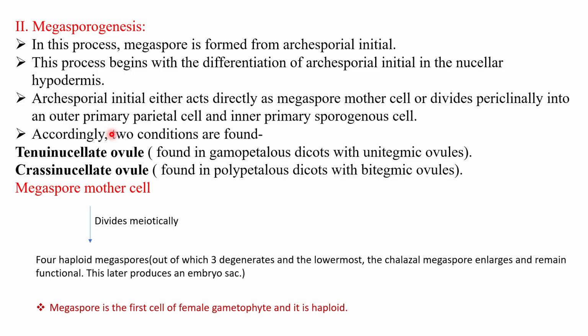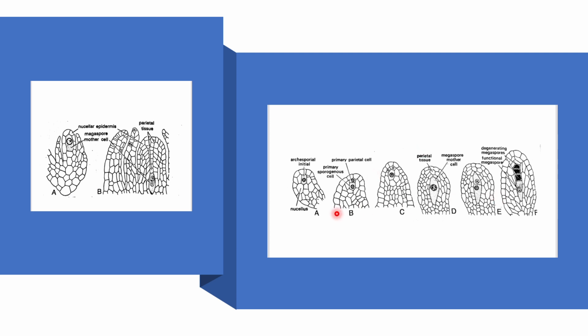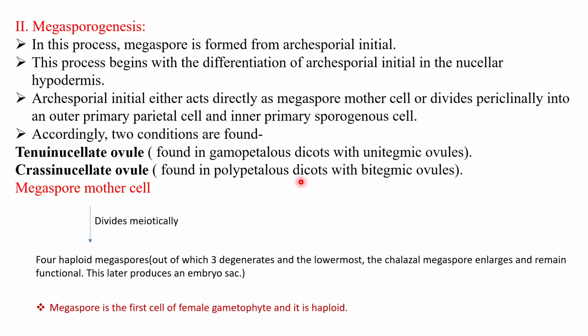The second one is known as the crassinucellate type. In this type, the archesporial initial either acts directly as the megaspore mother cell or divides periclinally into an outer parietal cell and an inner sporogenous cell. Here, this is the crassinucellate type. The archesporial initial is divided periclinally into the primary parietal cell and the primary sporogenous cell. This is found in polypetalous dicots with bitegmic ovules.